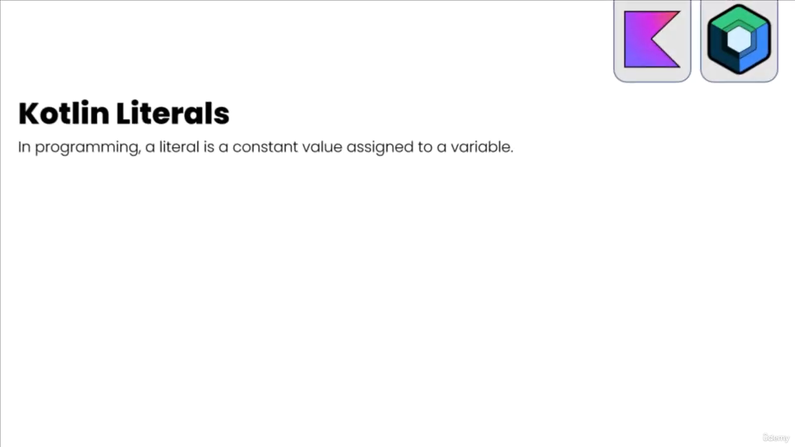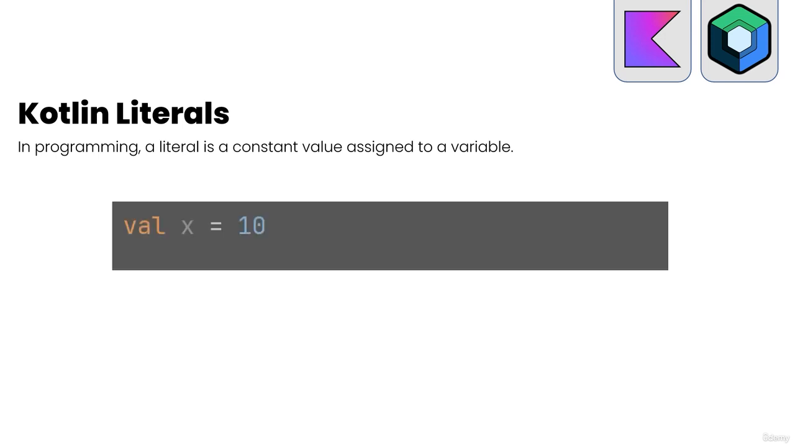First, let me introduce the Kotlin literals. In programming, a literal is a constant value assigned to a variable. For example, val x equal to 10. Here, val is a keyword, x is a variable name, and 10 is a literal. Since its type is integer, it's called integer literal.